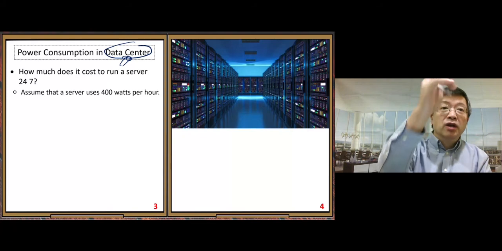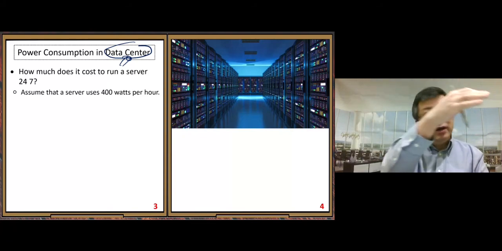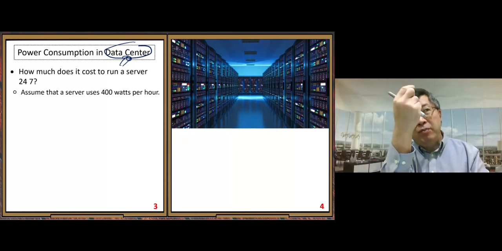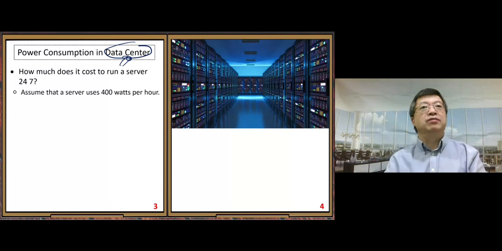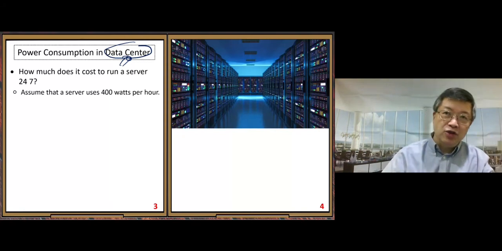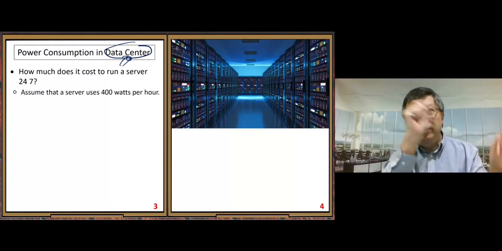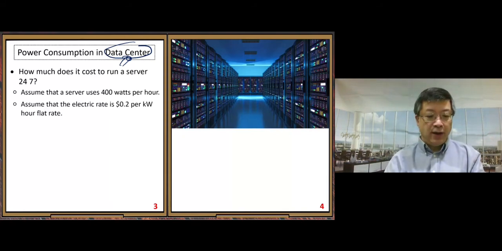For one server, I searched the web. There are many different numbers, but here I choose an appropriate number, 400 watts per hour for one server. Some servers consume less, some more, so I just pick somewhere appropriate. 400 watts.